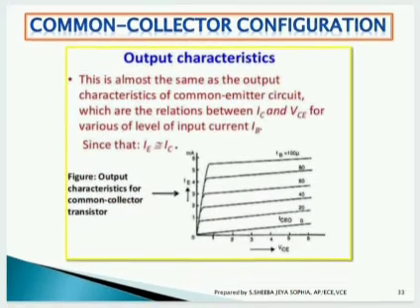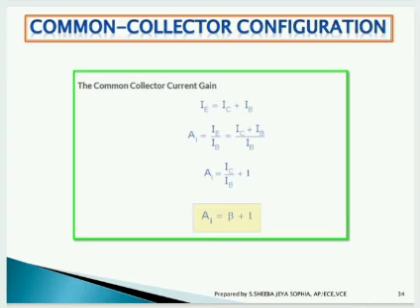Moving to the output characteristics, this is almost the same as we have seen in the common emitter circuit. Output is taken across IE versus VCE. And so the corresponding common collector gain, AI, is equal to IE divided by IB, which, based on beta, can be represented as AI is equal to beta plus 1.